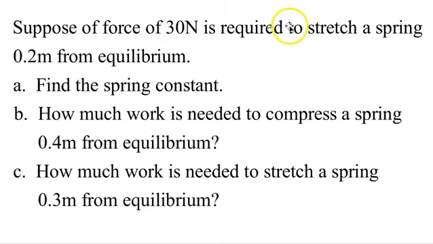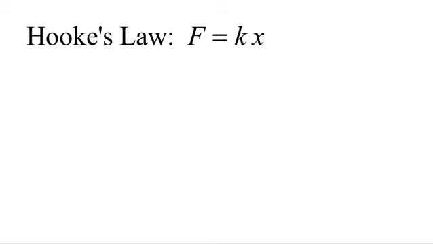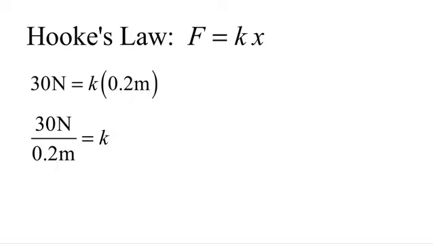What are we given here? Our force is 30 newtons. F is 30 newtons. Our x is 0.2 meters. That should enable us to go ahead and solve for the spring constant k. So making that substitution, dividing both sides by 0.2, we get 30 newtons divided by 0.2 meters is k, or 150 newtons divided by meters is k. That's going to give us the k that we need.